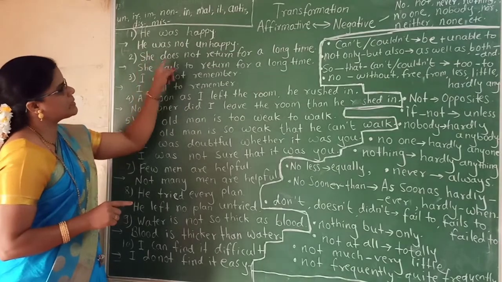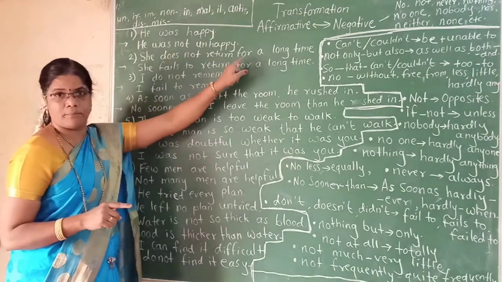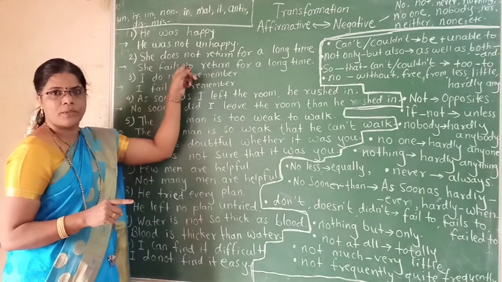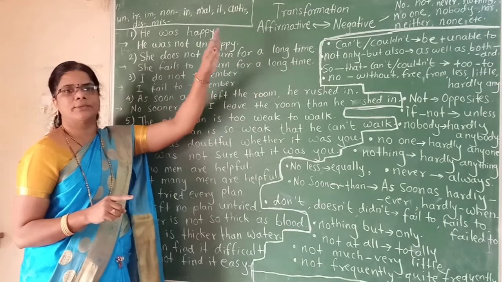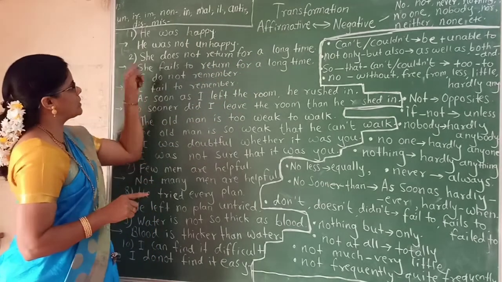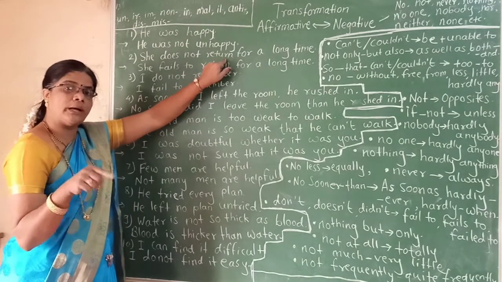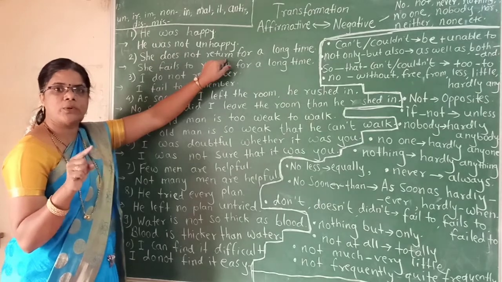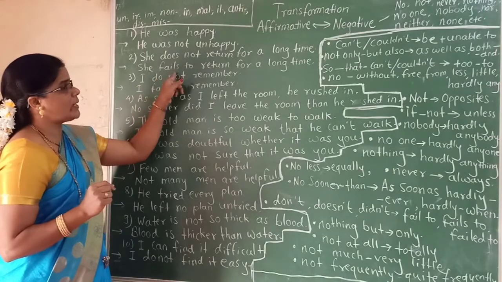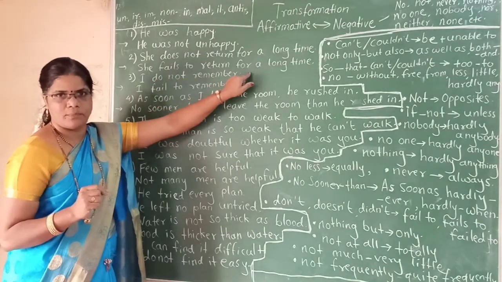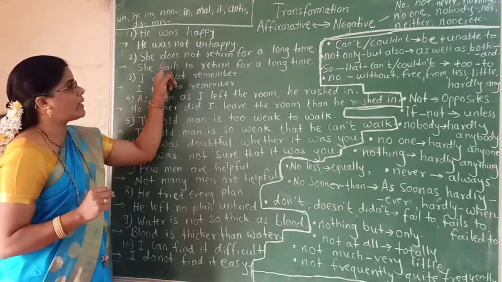Next one, she does not return for a long time. See, negative sentences are given over here. In this video, we are going to transform affirmative to negative as well as negative to affirmative, vice versa. So here, she does not return for a long time is a negative sentence, and without changing meaning of this sentence, we are going to transform it into affirmative. How? She fails to return for a long time. Instead of this negative word does not, we have used fails to.